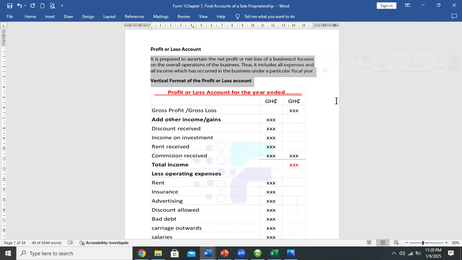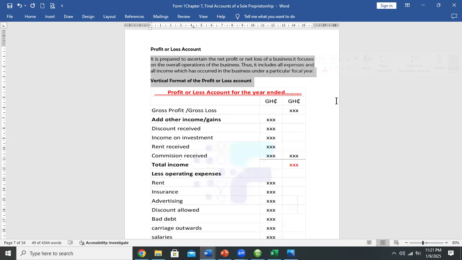It is prepared to ascertain the net profit or net loss of a business. It focuses on the overall operations of the business. Thus, it includes all expenses and all income for a particular fiscal year. Okay. Thank you very much.